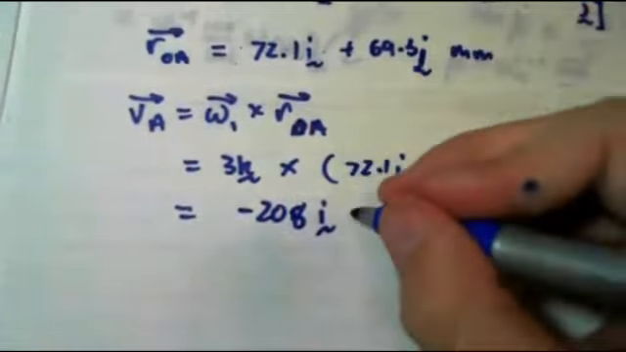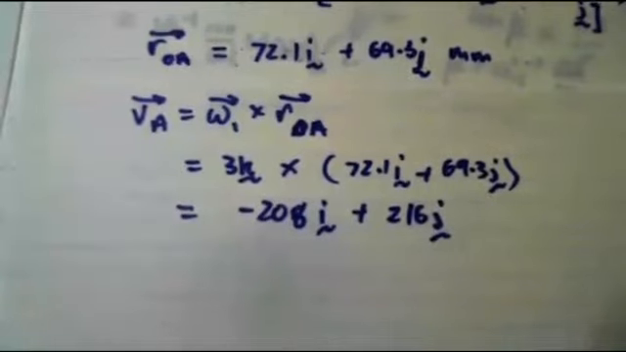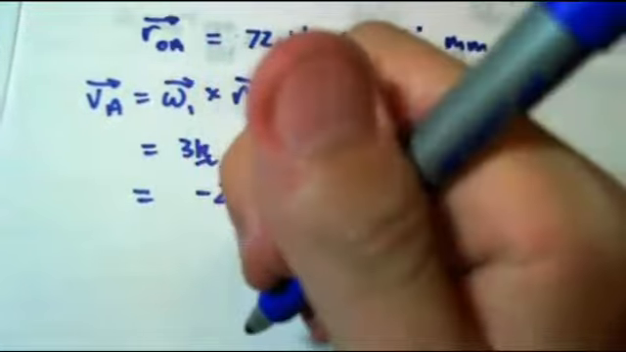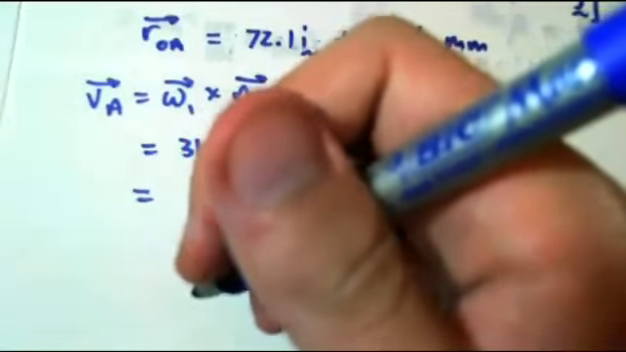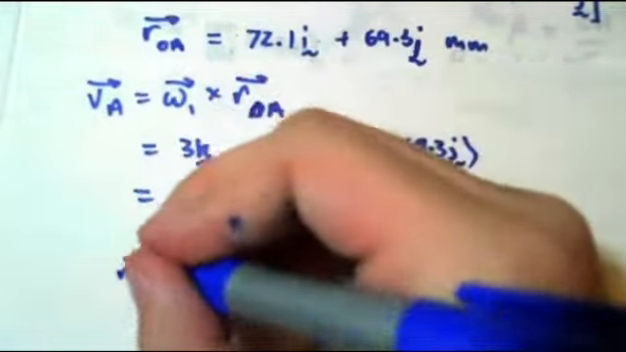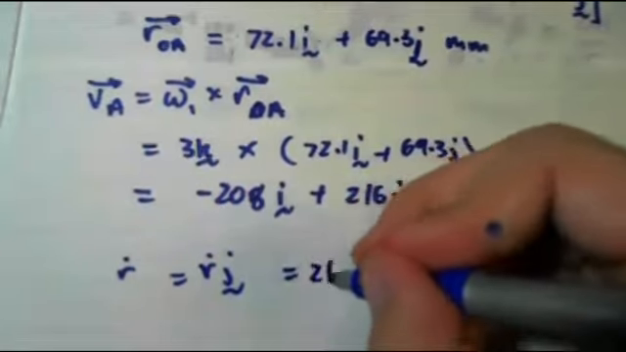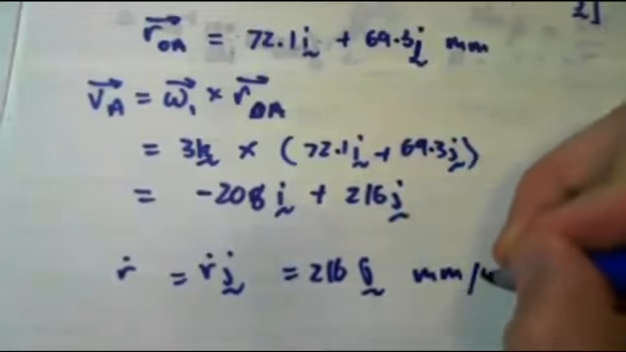Now the velocity of A, we know the time rate of change of position, so R dot was 216 millimeters per second. So we can represent that in terms of displacement in the y direction. So that was purely in the rotating frame of reference, it's only in the y direction. So our R dot is equal to R dot j, which is equal to 216 j millimeters per second.